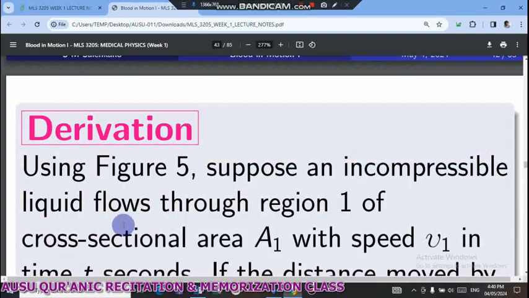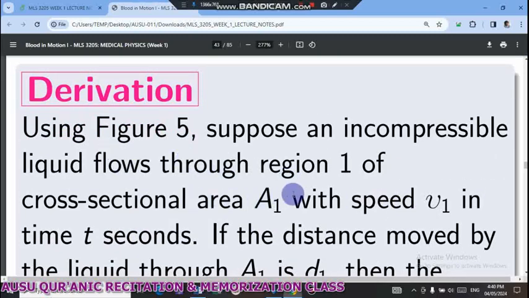So if you have a liquid with constant density flowing through region 1, and region 1 has cross-sectional area A1, and the speed of the fluid in that region 1 is V1, and the time taken by that liquid to flow through region 1 is t seconds. Let's assume that you have incompressible liquid with constant density flowing through region 1. The cross-sectional area of region 1 is A1, the speed of that liquid in region 1 is V1, and the time taken for this liquid to flow in region 1 is t seconds.